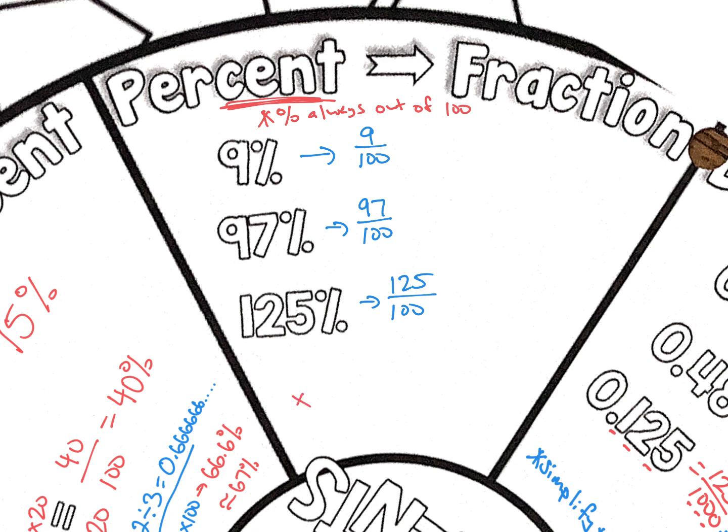And just like before, you want to simplify if you can. 9 out of 100 cannot be, neither can 97. 125 over 100 could be. This would actually become 1 and 25 over 100, which would then become 1 and 1/4. But any of those would technically be acceptable answers for 125% as a fraction.